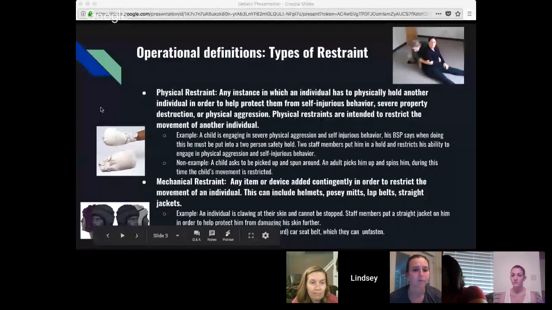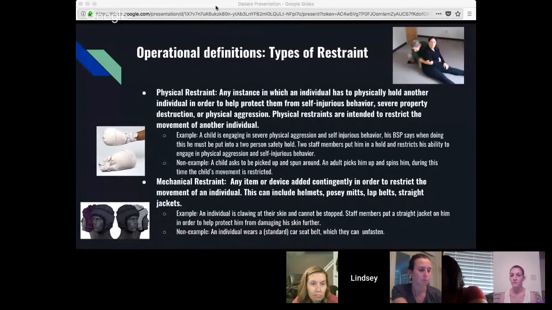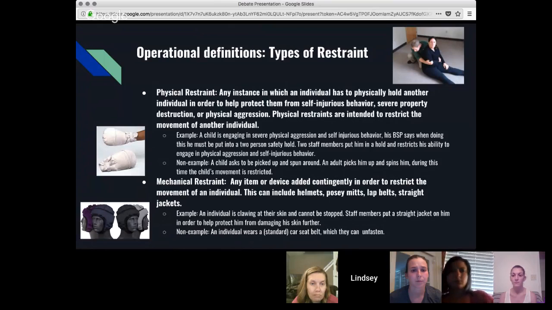Some operational definitions of different types of restraint: a physical restraint is any instance in which an individual has to physically hold another individual in order to help protect them from self-injurious behavior, severe property destruction, or physical aggression. Physical restraints are intended to restrict the movement of another individual. An example of this would be a child engaging in severe physical aggression and self-injurious behavior. His BSP says when doing this, he must be put into a two-person safety hold. Two staff members put him in a hold and restrict his ability to engage in physical aggression and self-injurious behavior.